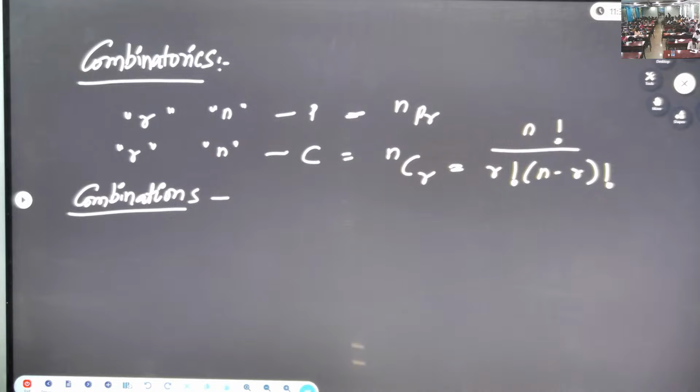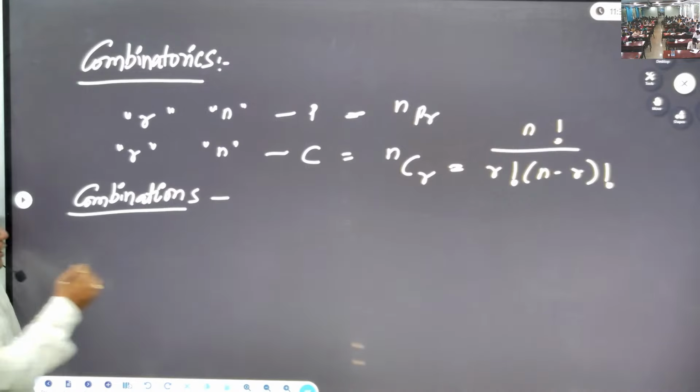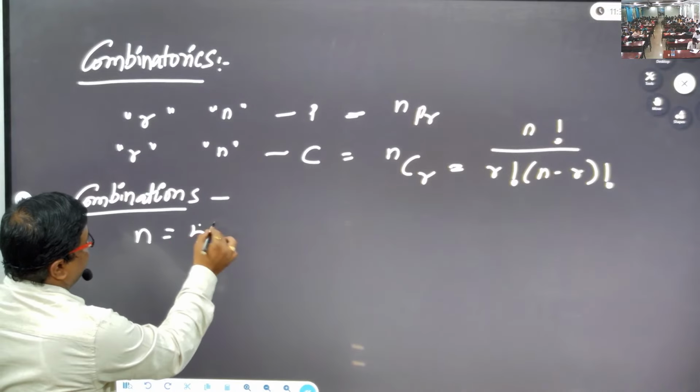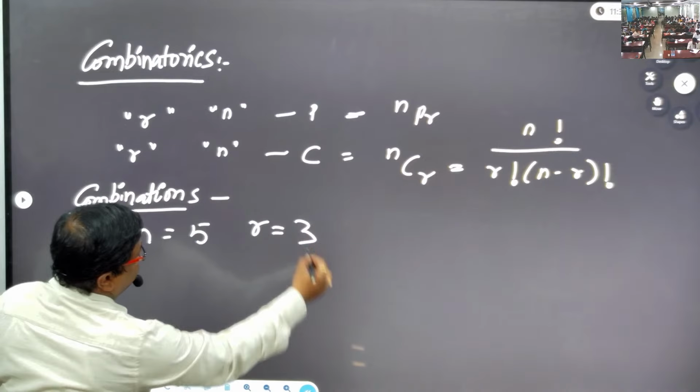First check with your question: how many persons does the committee have to have, and from whom do you have to form it? How many members are there? 5 persons are there, out of which you have to choose a 3-person committee. What is your n value and what is your r value? N value is equal to 5, r value is equal to 3.